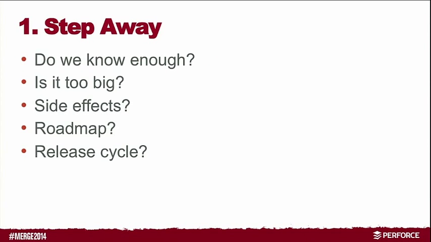So when we say step away, what sort of things are we talking about? At this early phase, I've pulled up a review from a coworker, and I really have to ask myself, is this the review I should be looking at? There's probably a pretty big backlog of reviews I could be doing, jobs I could be working on. So when I assess one, I want to know, do we know enough?